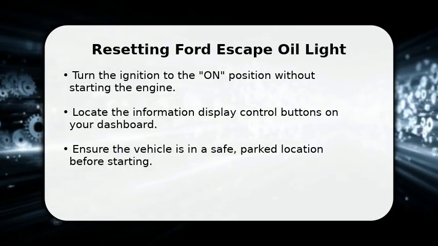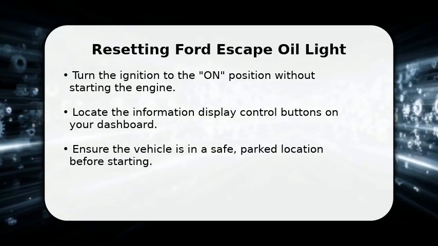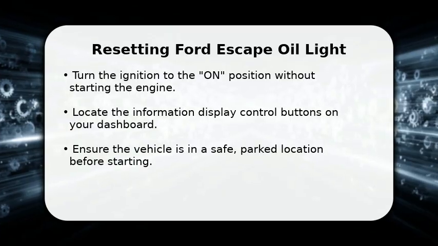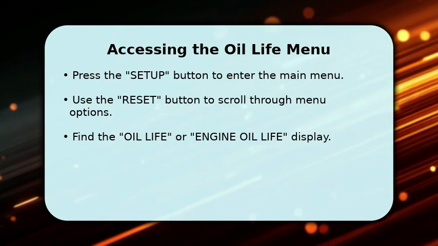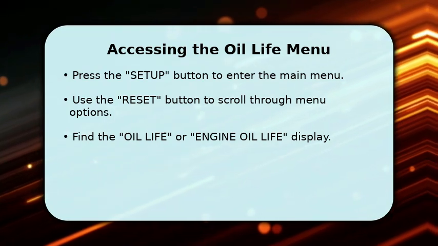Look for the control buttons, usually on your steering wheel or dashboard, that allow you to navigate through the menu options. Make sure your vehicle is safely parked before proceeding with these steps. Next, press the Setup button on your control panel to enter the main menu of your vehicle's information display.